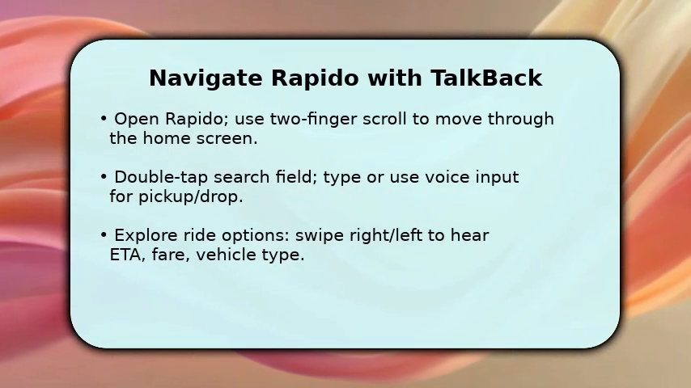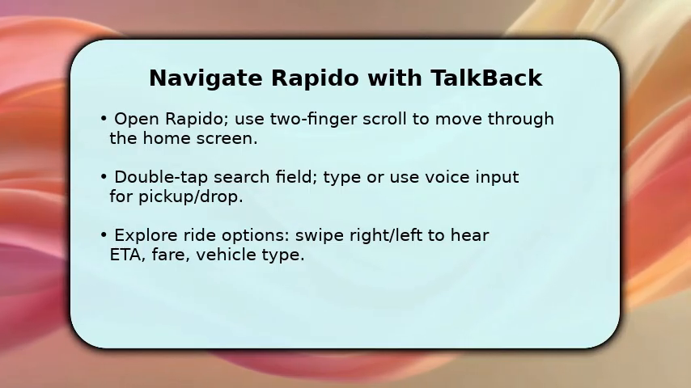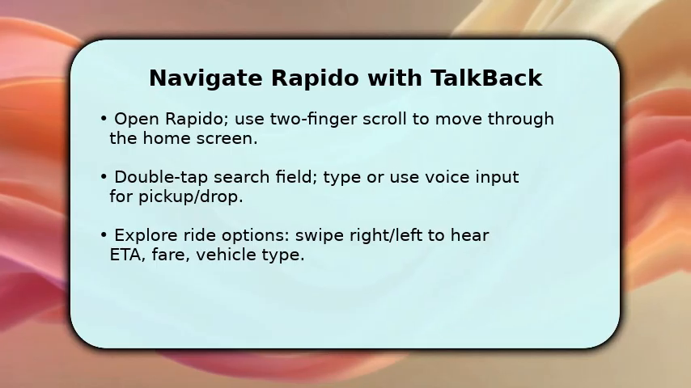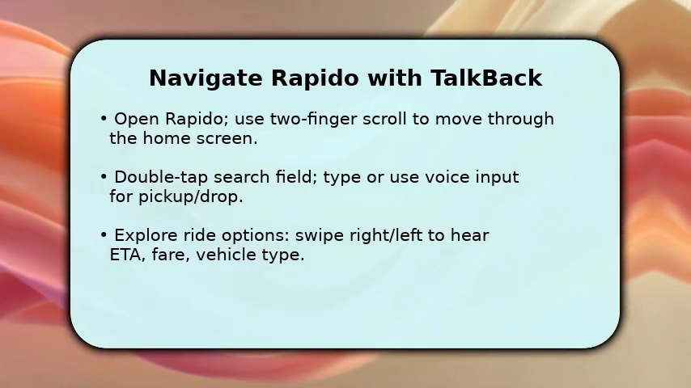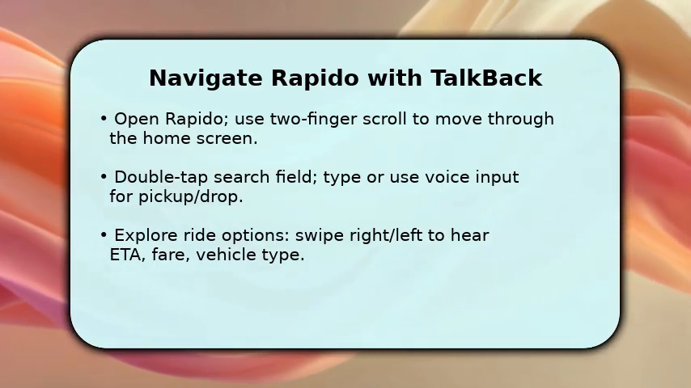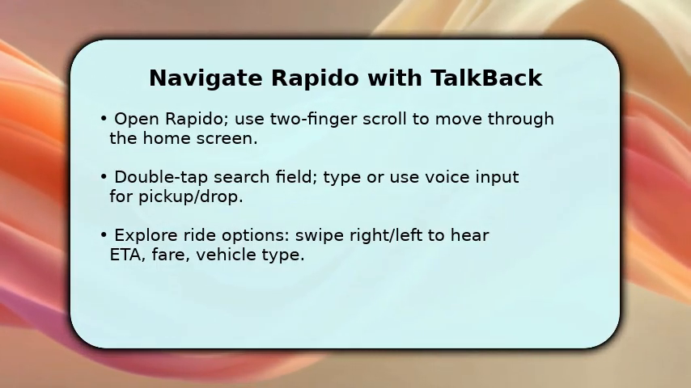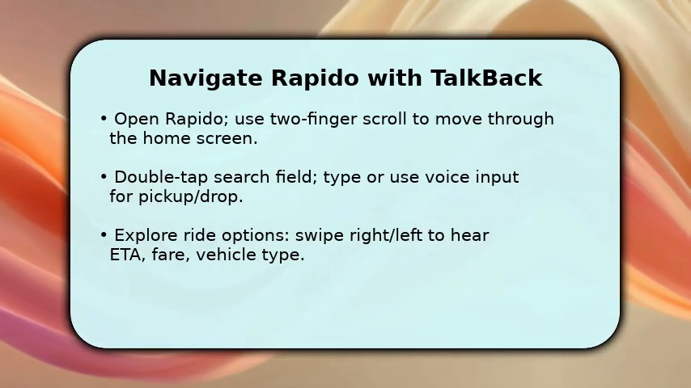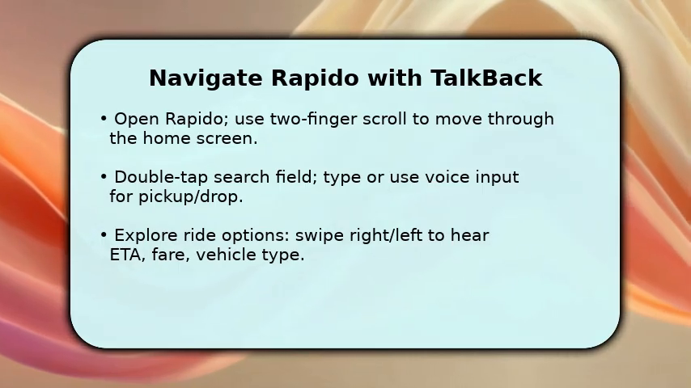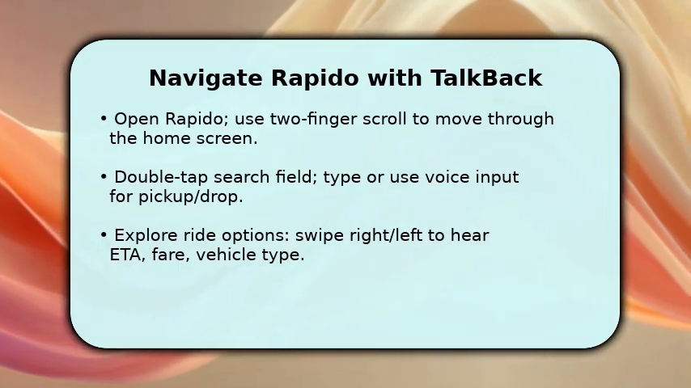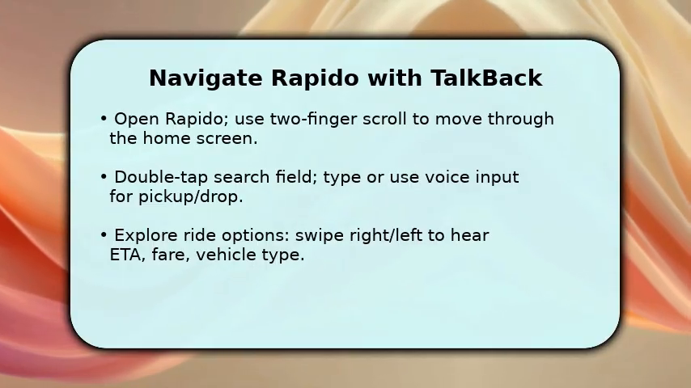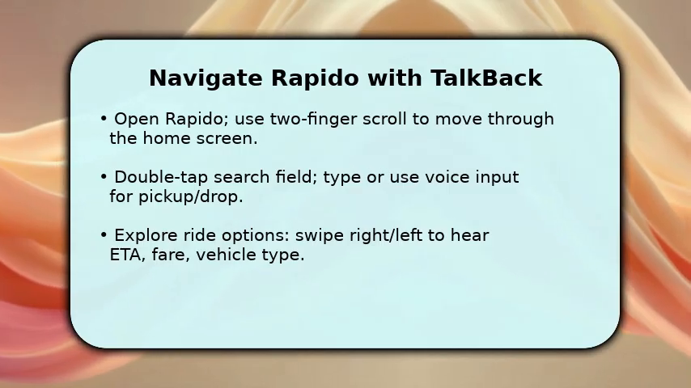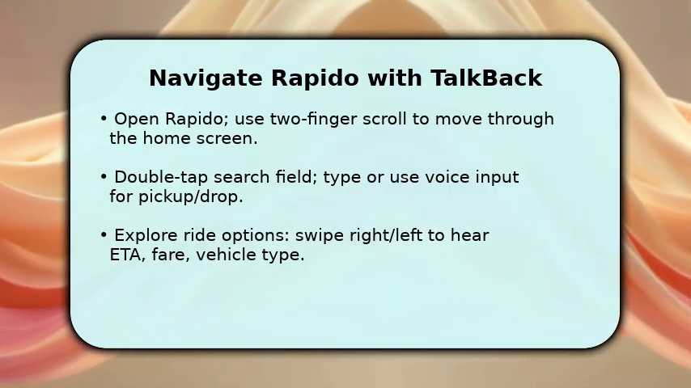Now you'll actively navigate the app. Open Rapido and use two-finger scrolling to move through carousels and lists because single-finger moves are reserved for Talkback. When you reach the pickup field, double tap to focus and either type or use the mic. Talkback will announce suggestions so you can choose. Once results appear, swipe right or left across ride cards to hear ETA, fare, and vehicle type. If you need more detail, double tap to open the selected card and listen to the expanded information.